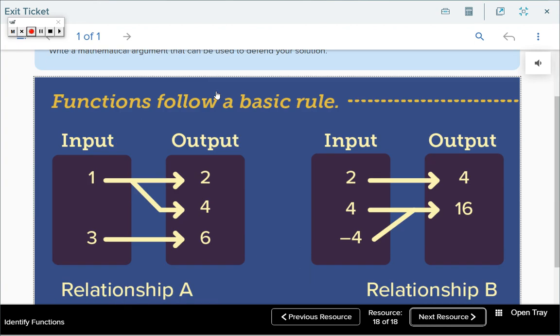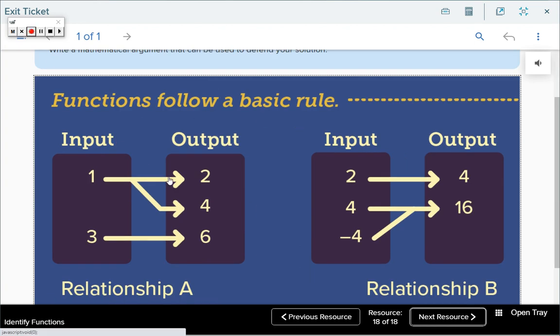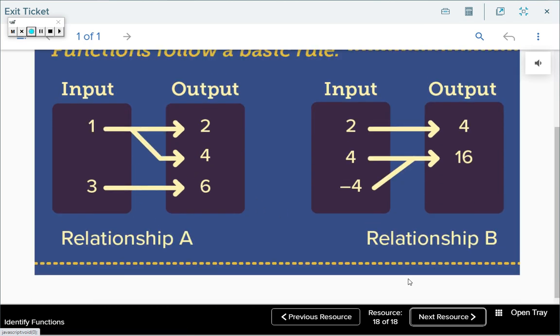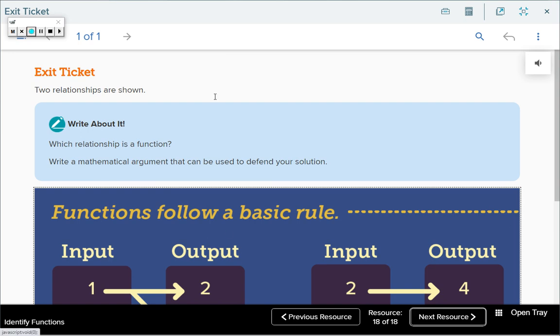All right. So remember, is this a function? Is this a function right here? Is this a function? Yes. Good. All right. That's it.